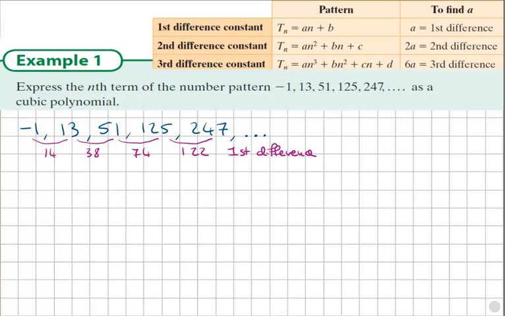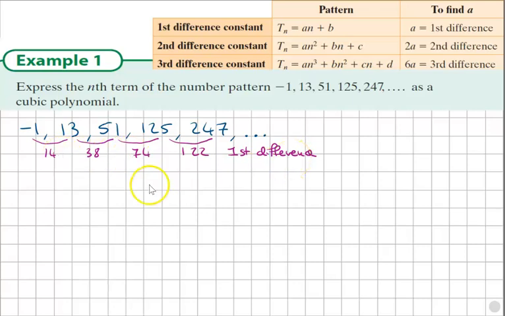So we start by writing out our pattern. We find the first difference. To get from -1 to 13, we add 14. To get from 13 to 51, we add 38, and so on. So we get 74 and then 122. So this is the first difference. We know that the pattern is not linear because the first difference is not the same.